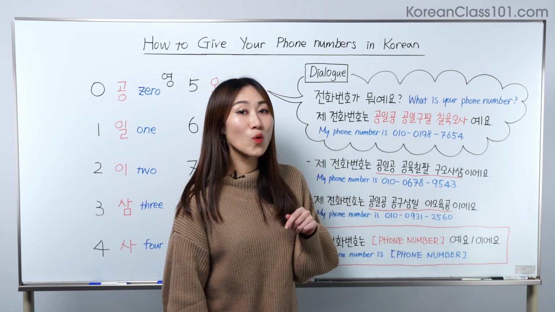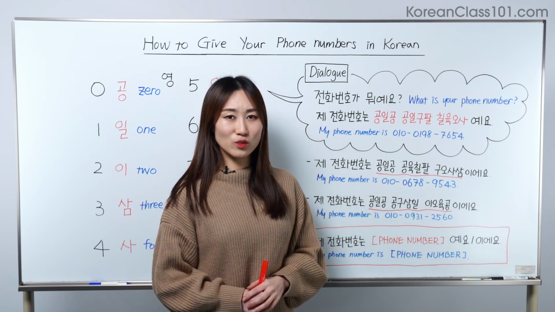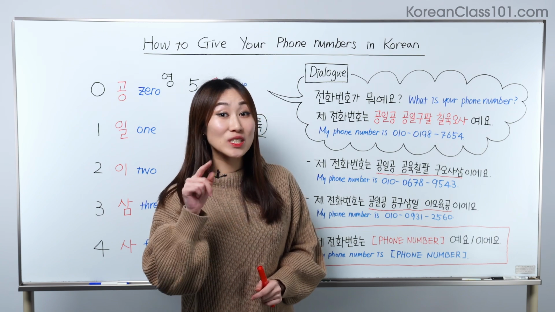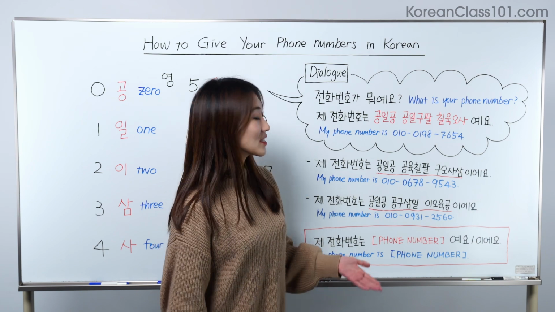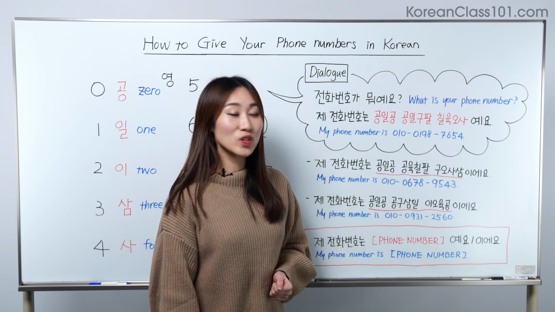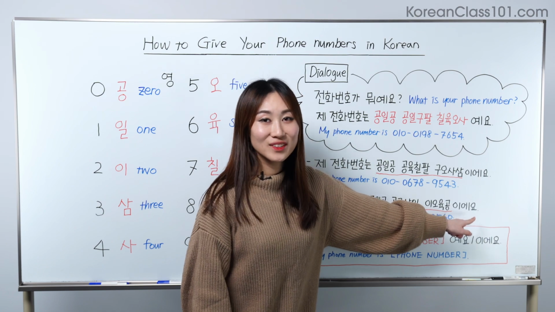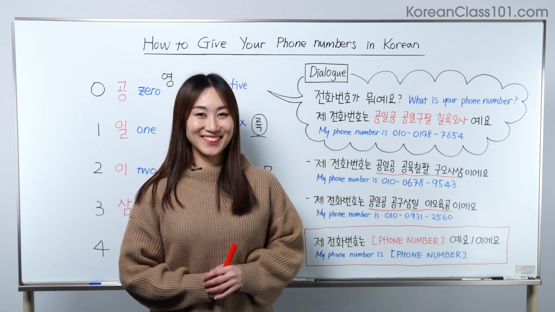2560, it ended with consonant, right? 공 is kind of ended with ng sound. It's similar to ng sound in English. 공. Since it ended with a consonant, we are using 이에요. Okay.